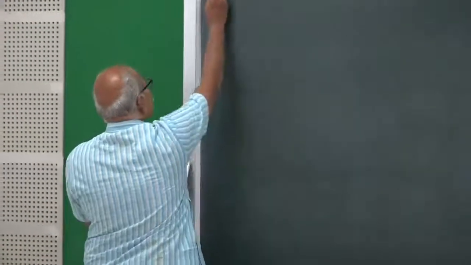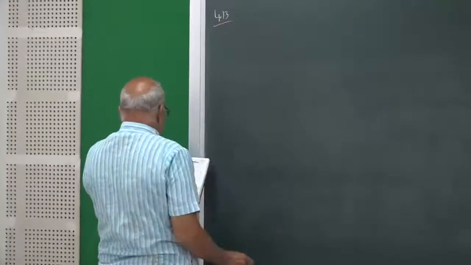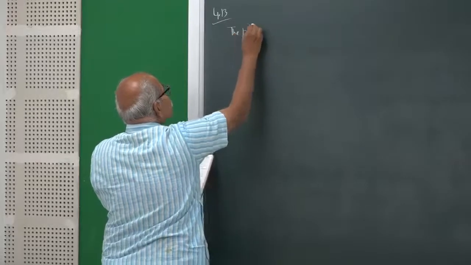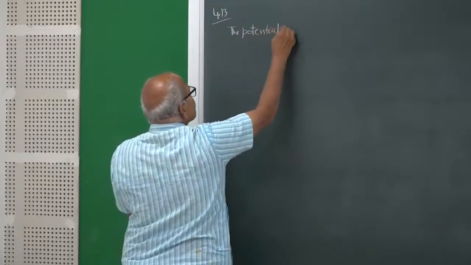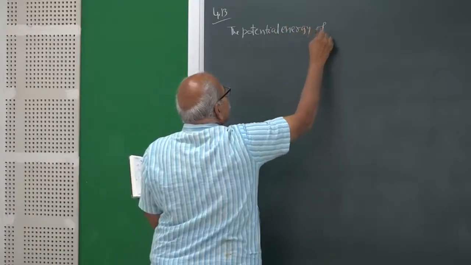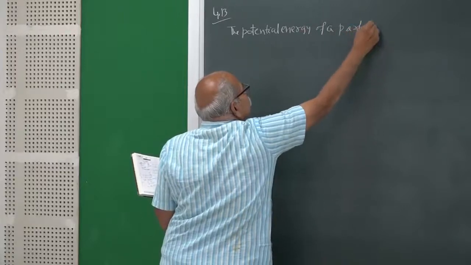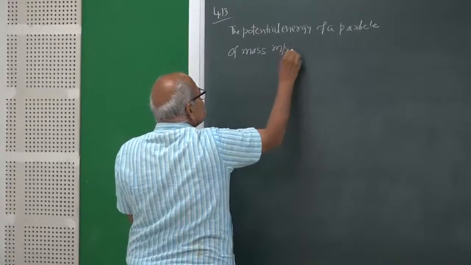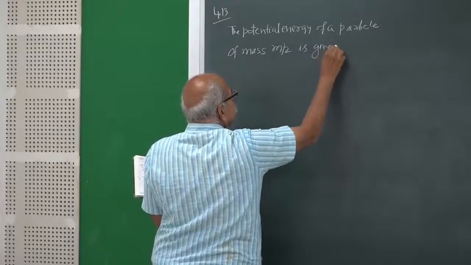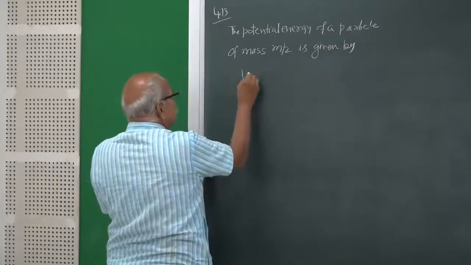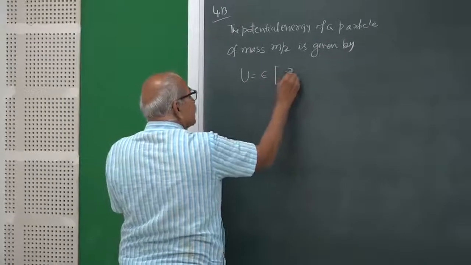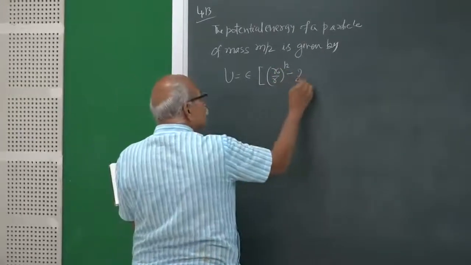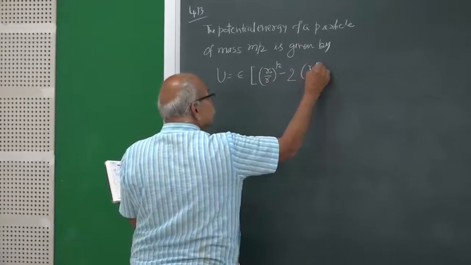So, I start with a problem which is based on this book by Kleppner and Kolenkow, question number 4.13. It says that the potential of a particle of mass m by 2 is given by u equal to epsilon, then r naught by r to the power 12 minus 2 r naught by r to the power 6.